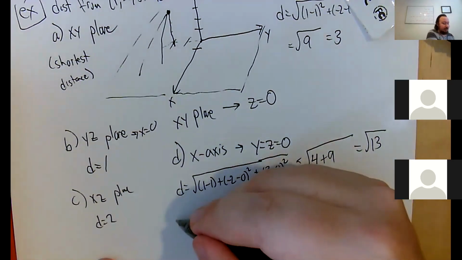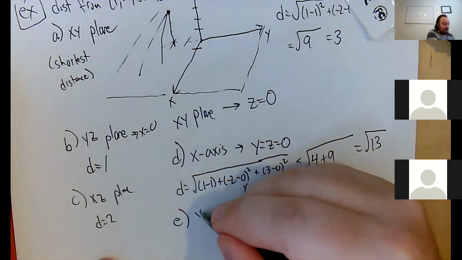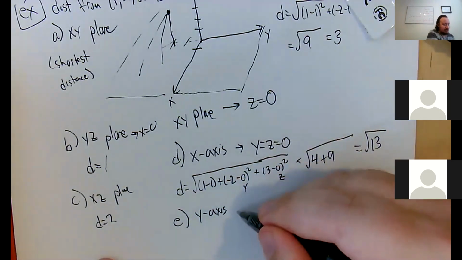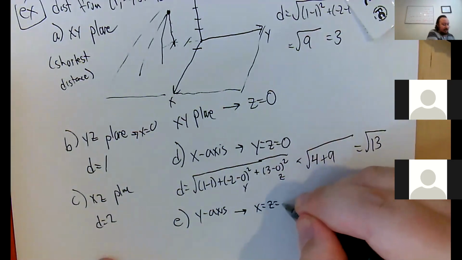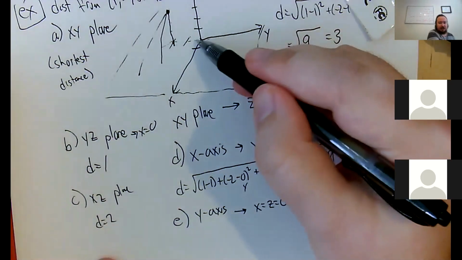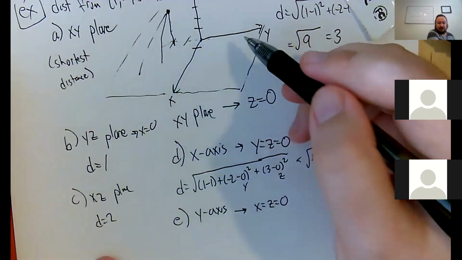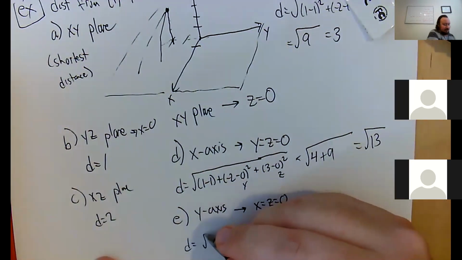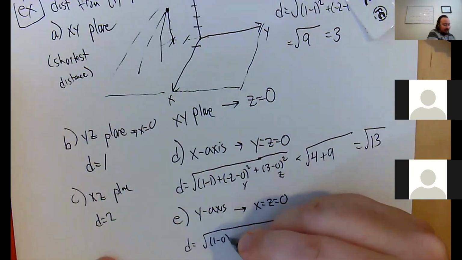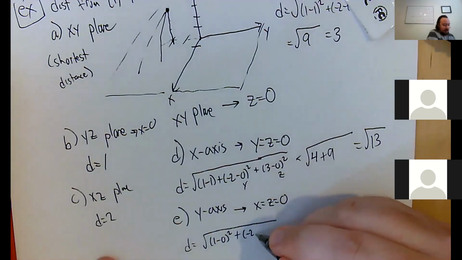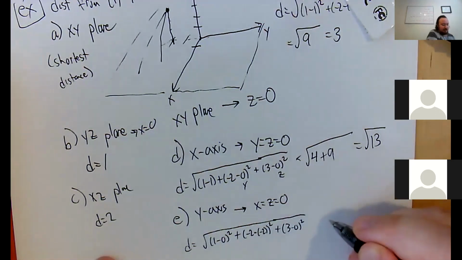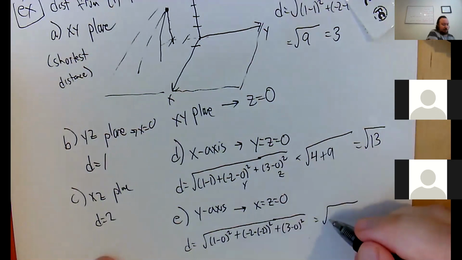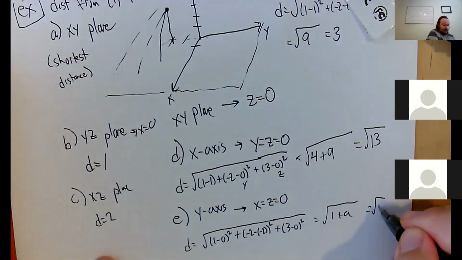All right, and then we can do a similar calculation with the y-axis. So we have x and z are going to be 0 for this one, since we're not up or down or in or out for that. So our distance then will be (1 minus 0) squared. The y doesn't matter, so that's going to be the same. We have (3 minus 0) squared. So this will be the square root of 1 plus 9, which is root 10.